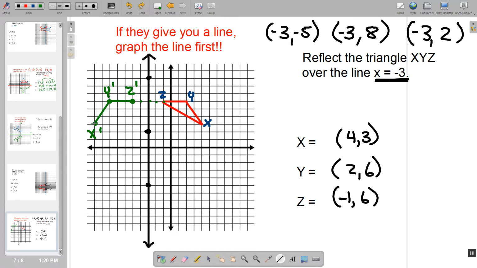And that is our final example for reflections. The major key is to make sure you graph those lines first. Make sure you still have congruent shapes for your image and your pre-image. And then obviously to count the distance away from the point of reflection.